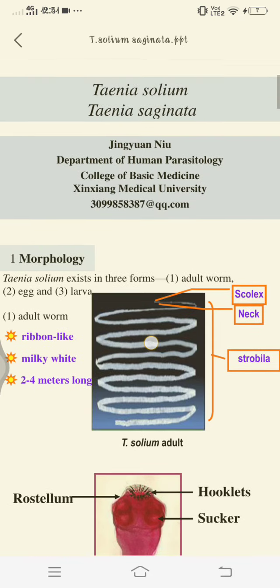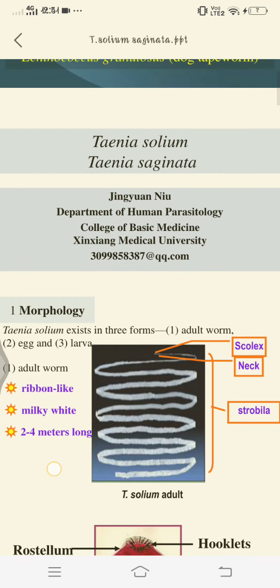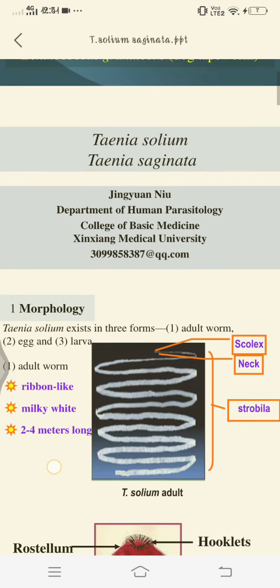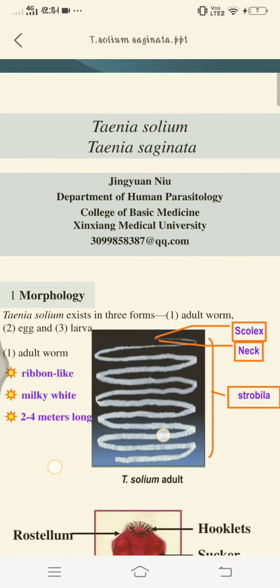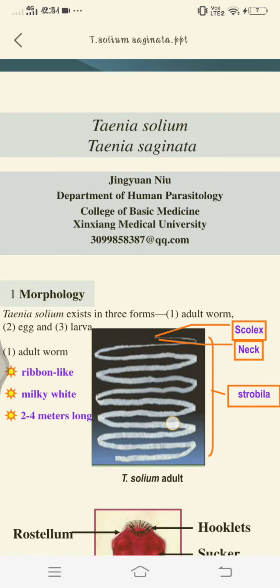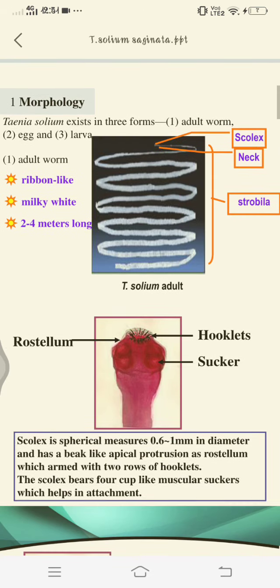So let us see its morphology. Here we have three forms, that is the adult, egg, and the larva. The adult form is ribbon-like, milky white, 2 to 4 meters long, and it has a scolex, neck, and strobila. This strobila is again divided into three forms, that is the immature, mature, and the gravid.